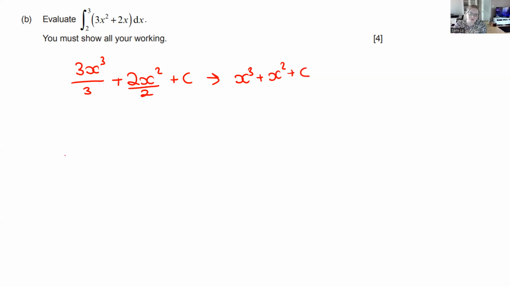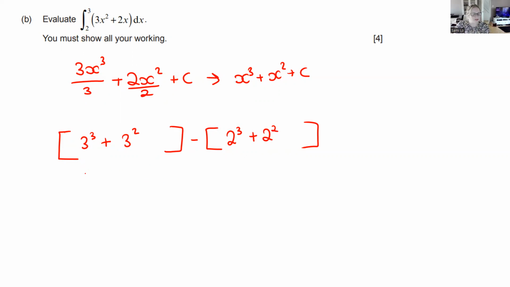Now we're going to put in our values of 3 and 2. The first one, I tend to do these in square brackets. Now I don't need to include my c here because they're going to cancel out. If I have c on here and then I'm taking away a c, they disappear. So you don't need to write them. The first one I'm going to input is 3. Whatever is on the side of this integration part is what you're going to be inputting in. So we're going to be doing 3 cubed plus 3 squared, and we're going to do 2 cubed plus 2 squared.